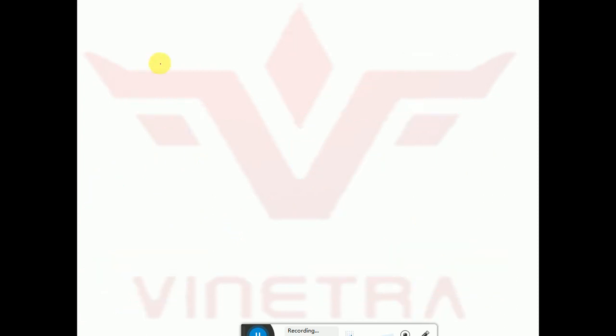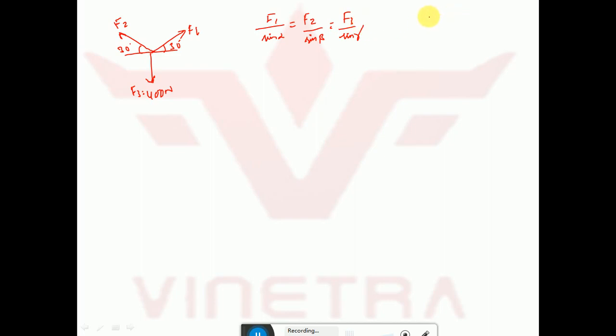So I will redraw the drawing here roughly. This is making 400 Newton and the value of F3 is equal to 400. F1 is making 30 degrees, and F2 is making an angle of 30 degrees with the horizontal. So to apply Lami's theorem, we need opposite angles, right? So what does Lami's theorem say? F1 by sine alpha is equal to F2 by sine beta is equal to F3 by sine gamma, as per Lami's theorem.